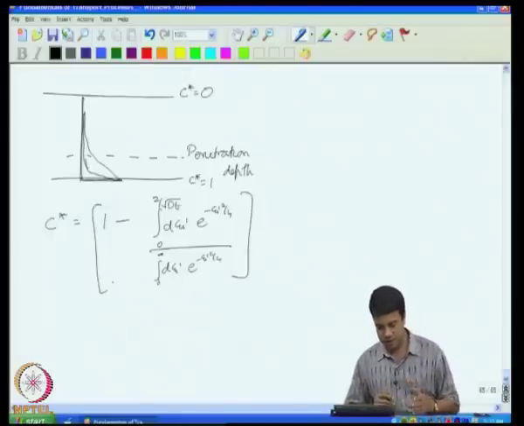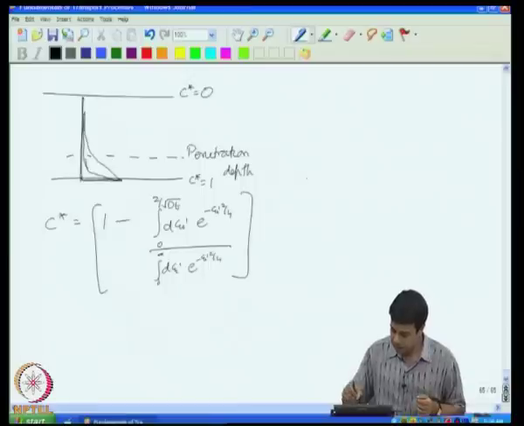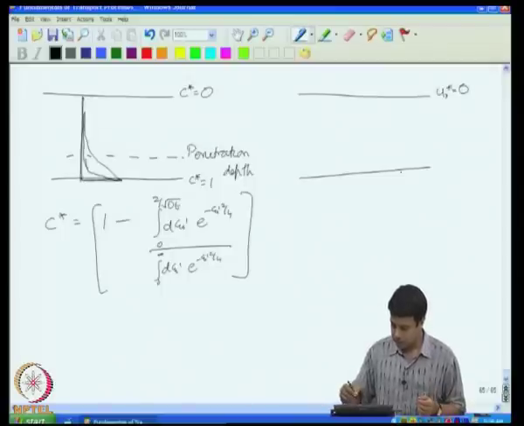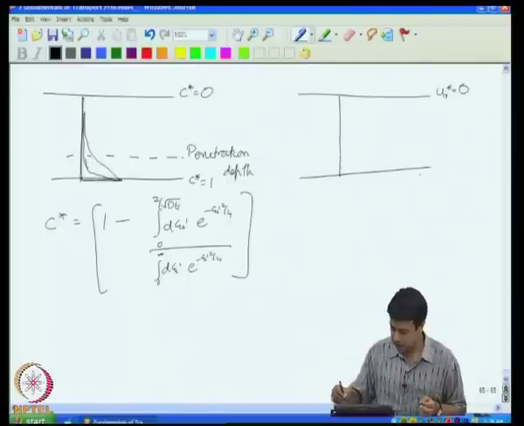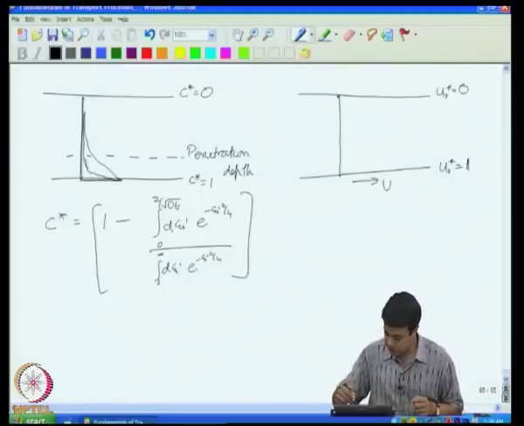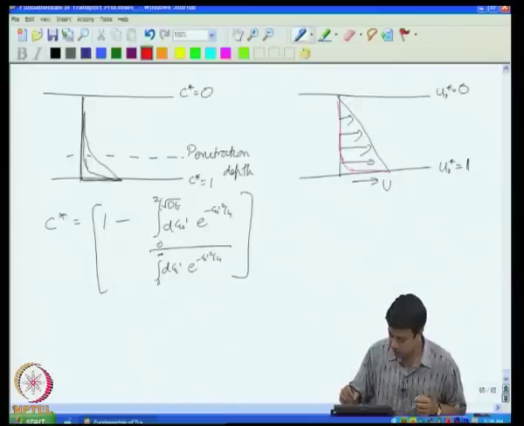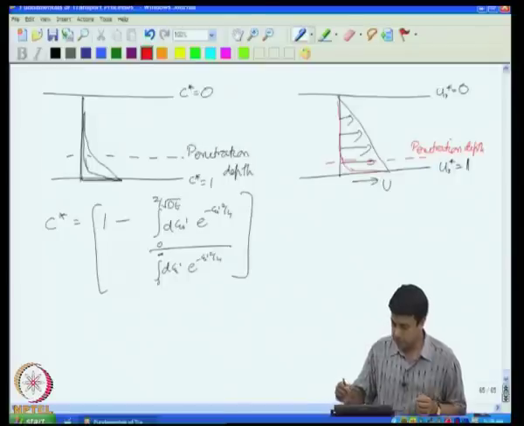So, in this case, the concentration was 0 everywhere. At the initial time t is equal to 0, I set the concentration of the bottom plate alone equal to 1 and then watch the diffusion from there. Equivalent momentum transport problem. So, I have ux is equal to 0 everywhere. At time t equal to 0, I set this velocity into motion with a velocity u, so that ux star, which is the scaled velocity, is equal to 1. In the final state, of course, I will have a linear velocity profile. But in the very initial stages, the momentum transfer will be limited to a thin region near the base, where the penetration depth is small compared to the total height h.